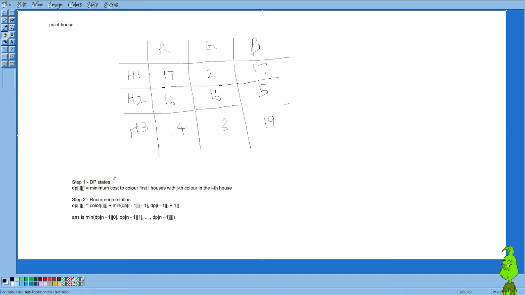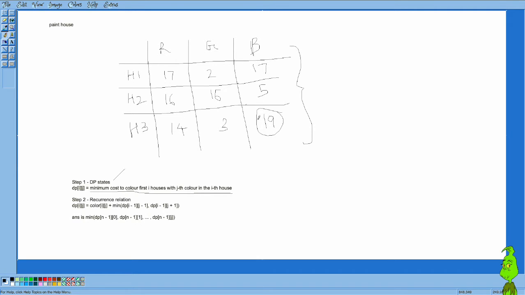Here I've stated the DP states, and it is the minimum cost to color the first I houses with jth color in the ith house. Okay. And the recurrence we have to see, which is dpij equals color ij plus minimum of dpi minus 1 j minus 1. Let's see this one. What is the cost to color the first I houses, here let's say the first n houses or I houses, with color blue for the ith house?